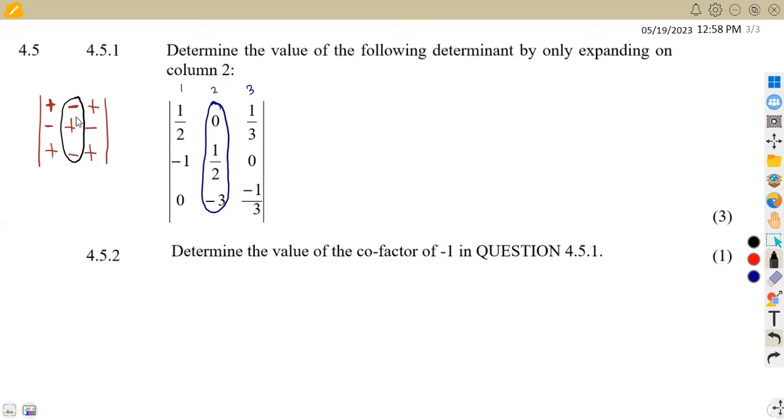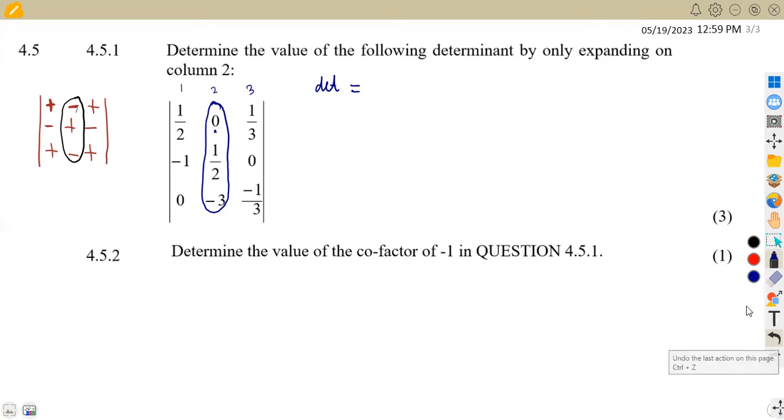So how do we expand with these signs? Our determinant in this case is going to be equivalent to this: let me write here, you affect each number in this column by the sign that you are given. In this case, a zero here corresponds with a minus.